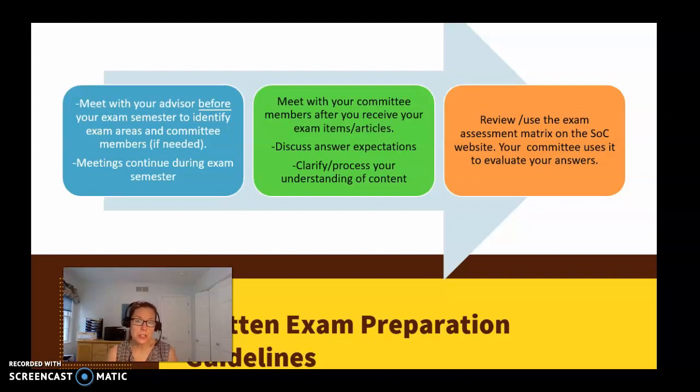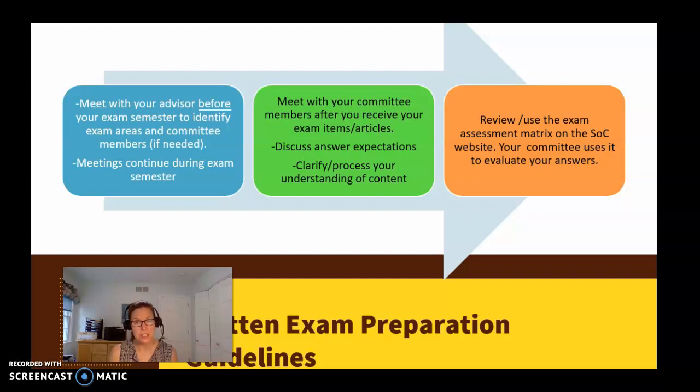You are also encouraged to meet with your committee members after you receive the items and the articles. They will not give you the answers to the exam items, of course, but they are resources to talk through some of the things that you might have questions on, identify particular gaps, and also they'll be able to tell you their specific expectations for good answers.